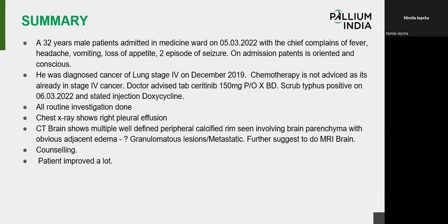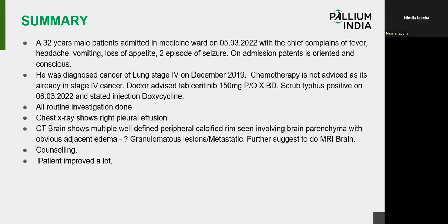Coming to the summary, a 32-year-old male patient was admitted to the medicine ward on 5th of March with the chief complaints of fever, headache, vomiting, loss of appetite, and 2 episodes of seizure. On admission, the patient was conscious and oriented. He was diagnosed with cancer of the lung, stage 4, in December 2019. Chemotherapy was not advised. Instead, tabsiritinib 150 mg per oral BD was given.